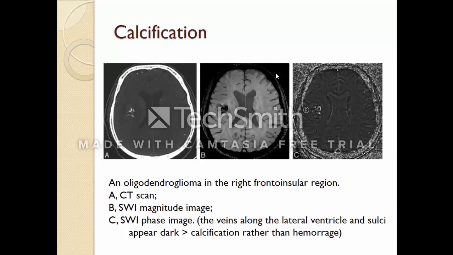So how can we differentiate these images? Here the SWI phase image comes to our help. As you can see in the CT scan and SWI magnitude scan, the tumor is visible, but we still don't know what its content is. So here in the phase image, the veins along the lateral ventricle and sulci appear dark, and this dark image means it is calcification rather than hemorrhage.